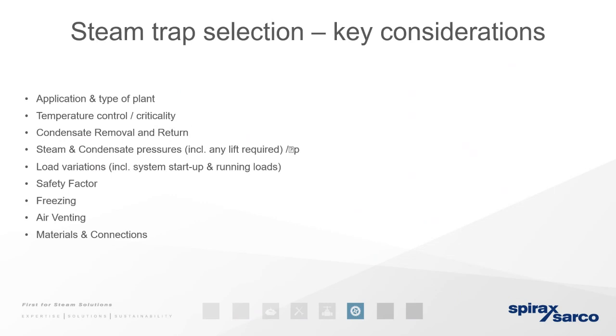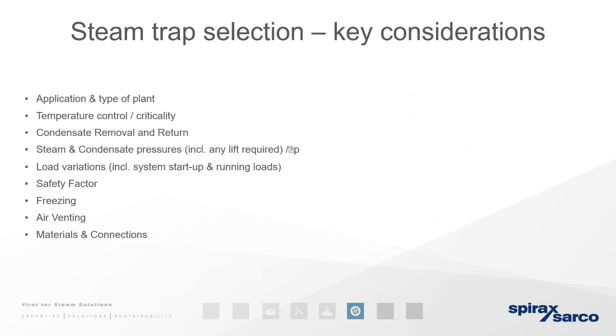So, steam trap selection. We would obviously have a look at the application and the type of plant that is required. We would need to know whether that system is temperature controlled and if it is a critical control system. What is the condensate removal and return system that's currently in place, as well as what are the steam and condensate pressures up and downstream? You have to understand what that differential pressure is. Again, what is the load variation? Is there a startup condition? Is it a running condition?